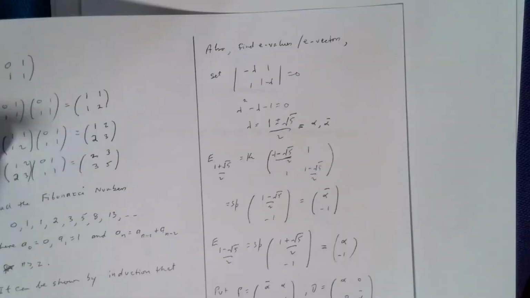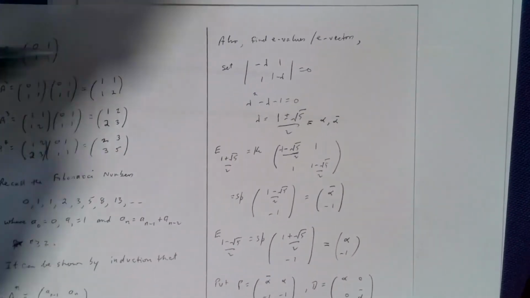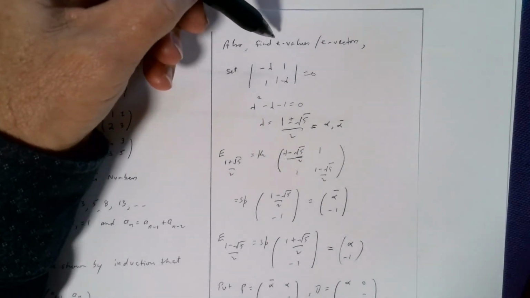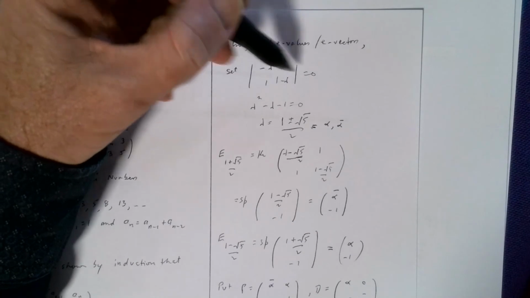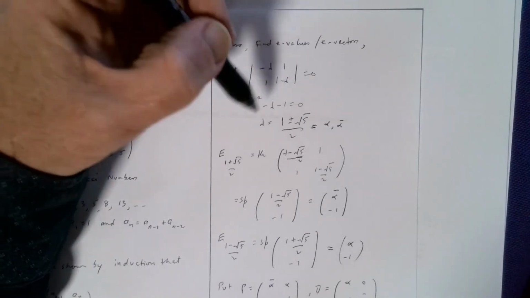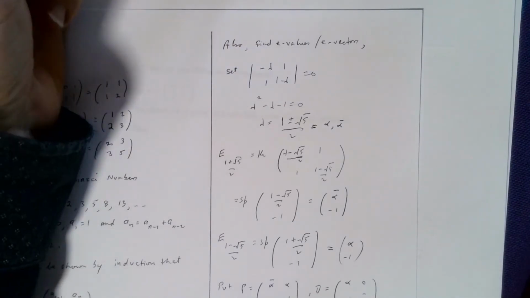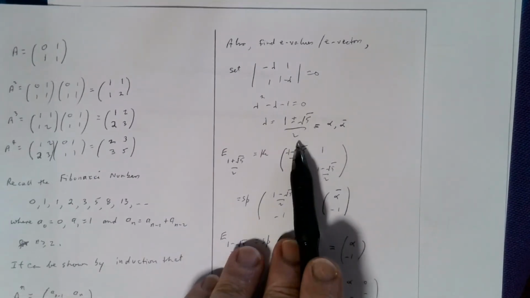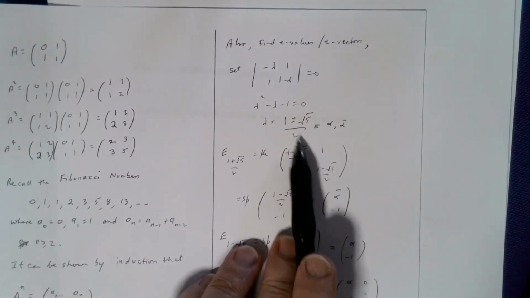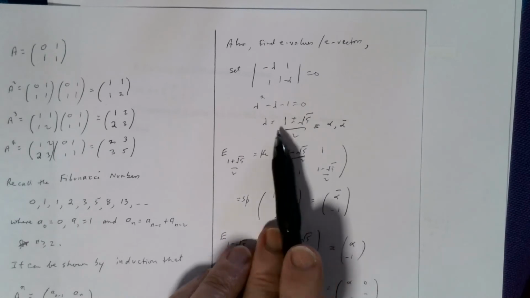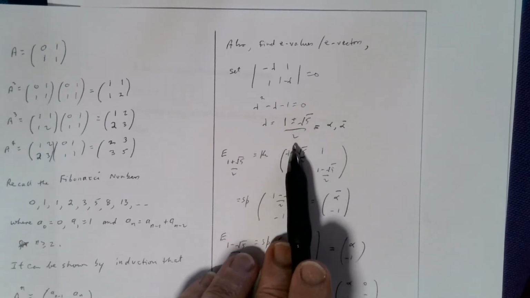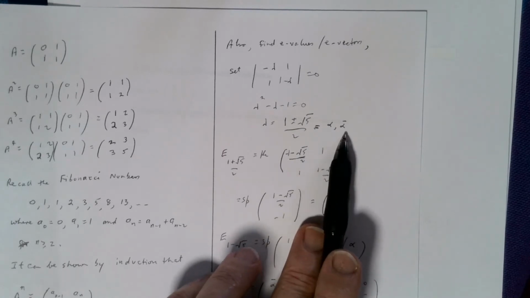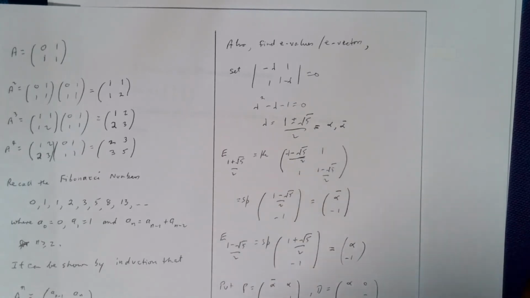So I'm going to find the eigenvectors and eigenvalues for this matrix A. So I'm going to set the determinant of A minus lambda I to be 0, and this gives me the characteristic polynomial, and I solve that, and of course out come these two beautiful numbers, the golden ratio, 1 plus root 5 on 2, and its conjugate 1 minus root 5 on 2, and I'm going to call those alpha and alpha bar. It just makes the arithmetic easier.